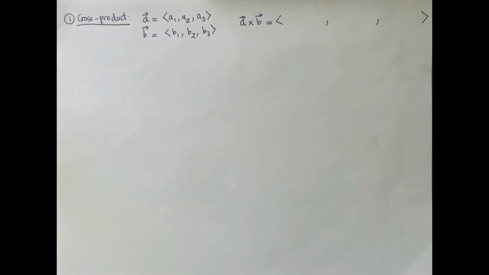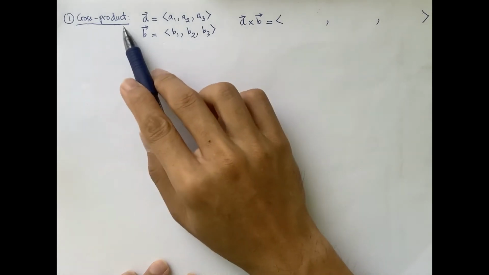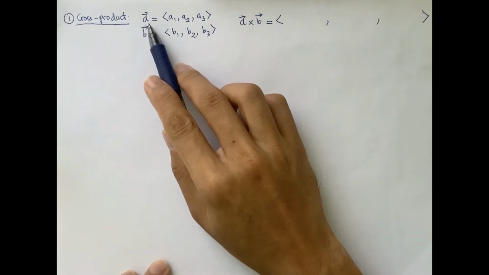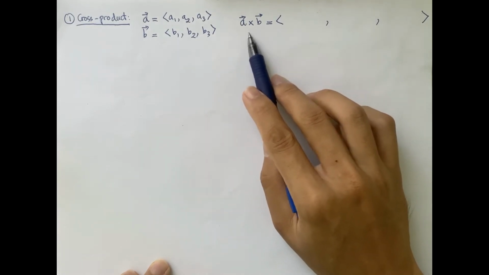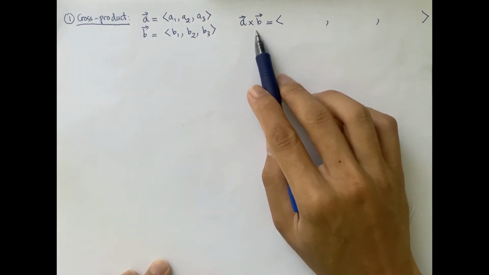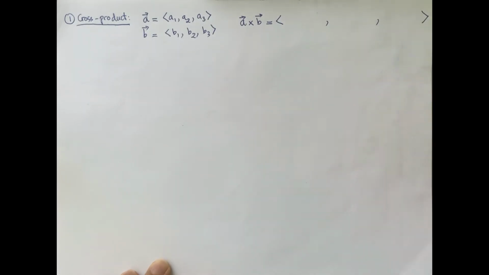Hello everyone, today I'm going to give you a quick review about the cross product. So if you are given two vectors A and B, then what is the definition of the cross product? There is a formula for that and I could never remember it, to be honest.